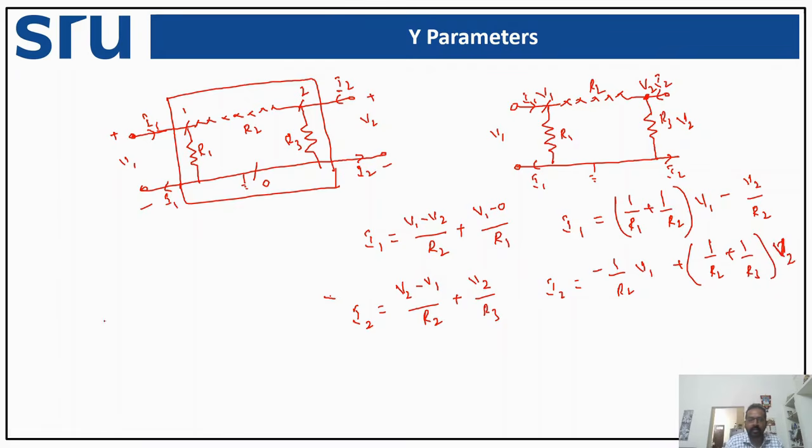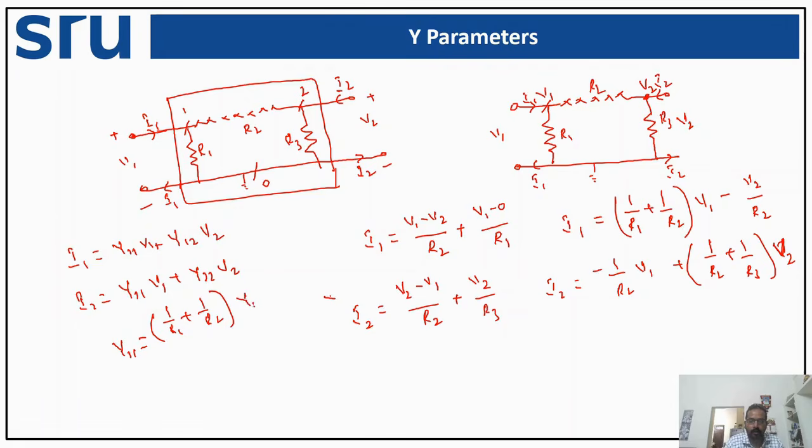If we compare with our standard equations, that is I1 equal to Y11 V1 plus Y12 V2 and I2 equal to Y21 V1 plus Y22 V2, we can see that Y11 is equal to 1 by R1 plus 1 by R2, and Y12 is equal to minus 1 by R2, and Y21 is also equal to minus 1 by R2, and the last one is Y22 equal to 1 by R2 plus 1 by R3.